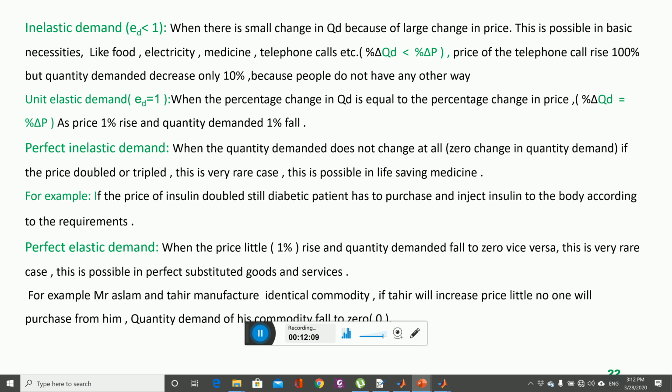Perfectly inelastic demand, I put one example in here also. If the price of insulin doubles, a diabetic patient still has to purchase and inject insulin into the body according to the requirements. Now let me elaborate. Perfect inelastic demand is the demand of people for those commodities which are basic necessities. The individual doesn't have any other way. But this is a very rare case. Usually it does not happen.